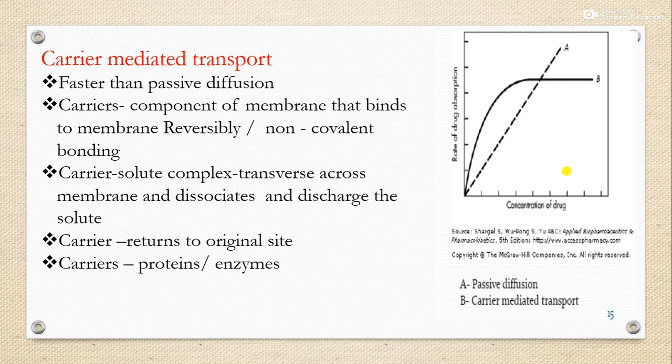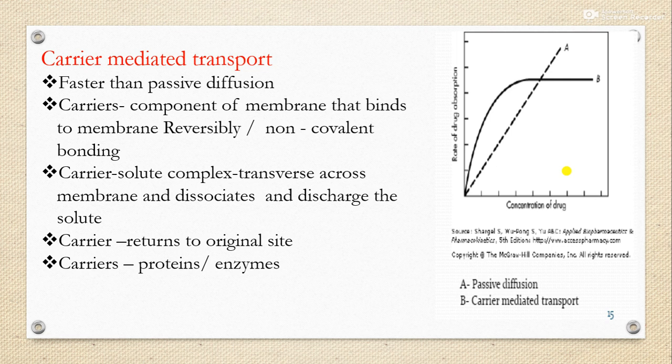The next type of process is the carrier mediated process. Now this process is faster than passive diffusion as it involves carriers for transport of drugs. A carrier is that component of the membrane that binds reversibly or non-covalently with solute molecules to be transported.